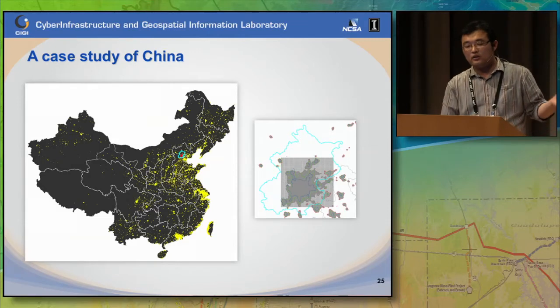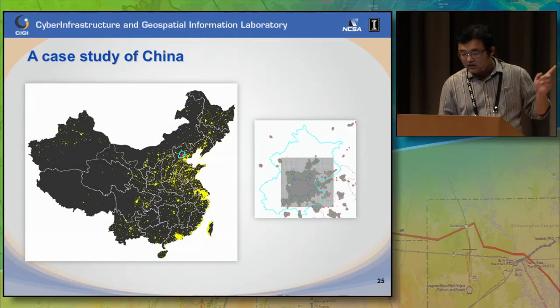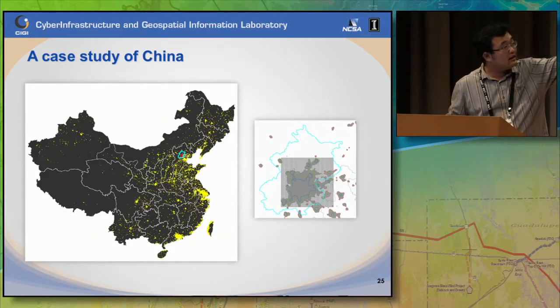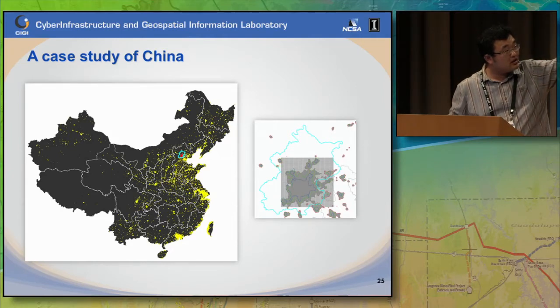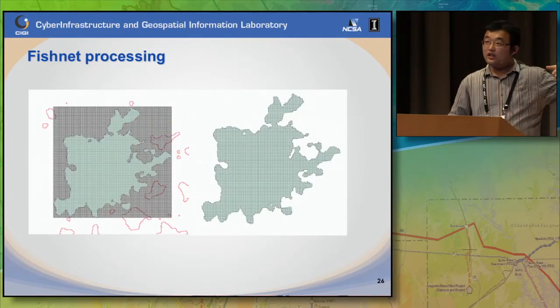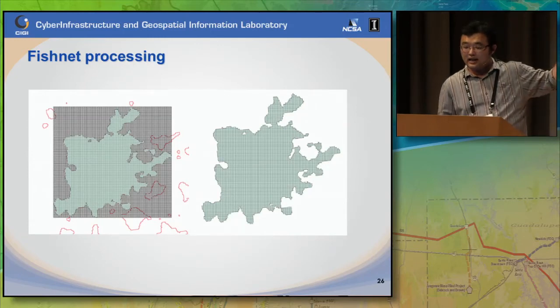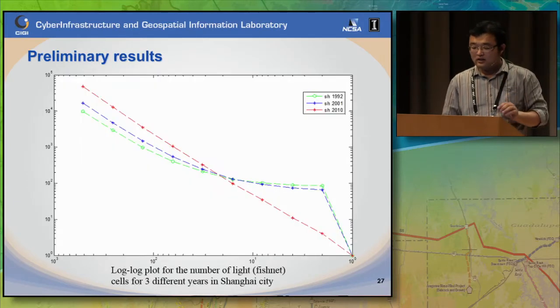In this case, we're using a case study of China. The red one is Beijing. You see on the right side, the official definition of Beijing is in green in that area, but the satellite image only shows the gray areas in different years. That's the difference. Then we do the fishnet cutting at 128 scale, and we intersect the points to count how many pixels there are in this year.